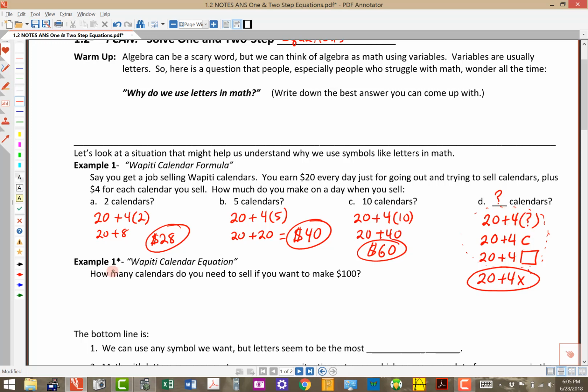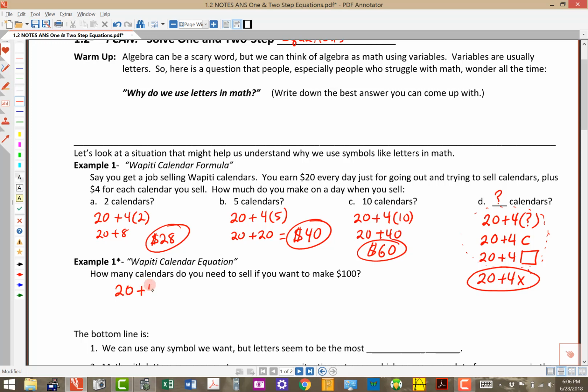So let's take a look at the next example, or kind of an extension of this previous example. It says, how many calendars do you need to sell if you want to make $100? Well, here this is a little bit different. We know how much money we want to make. So let's write down the fact that we get $20 automatically for going out and selling.